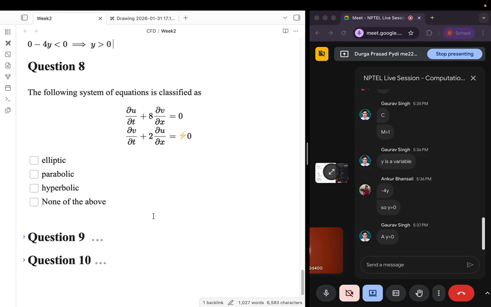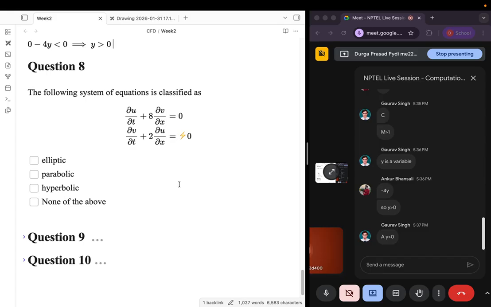Now comes an interesting set of equations. So instead of all the previous ones, where we had just one variable, now we have two different variables, u and v. So how do I identify the class of system of equations here? Or where do things like this happen?